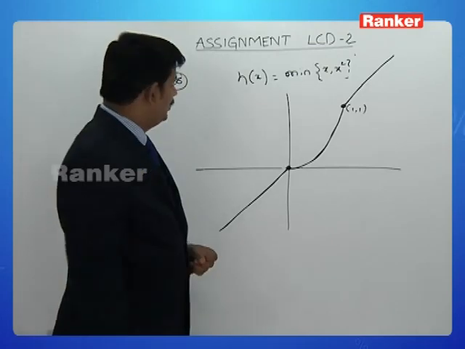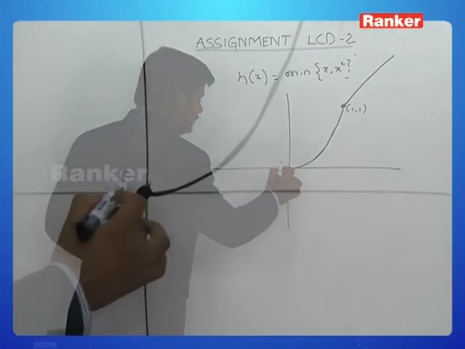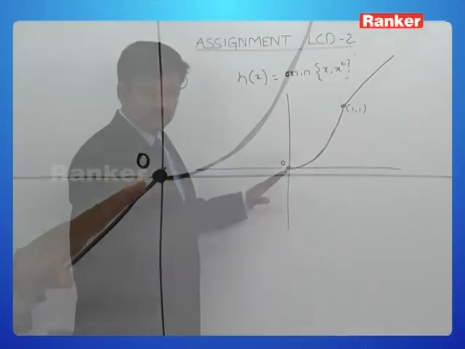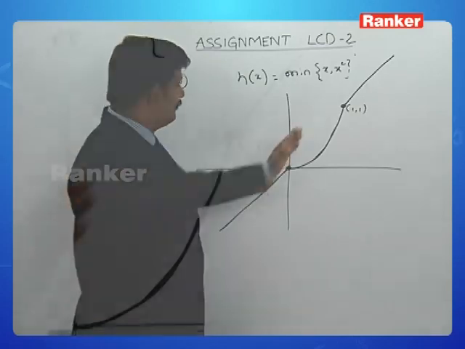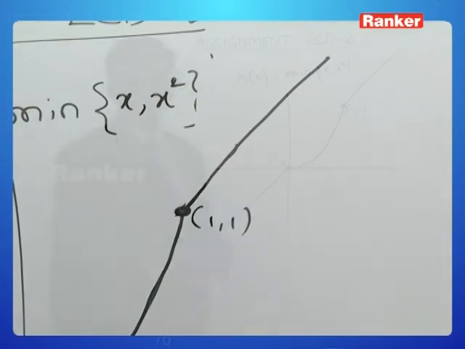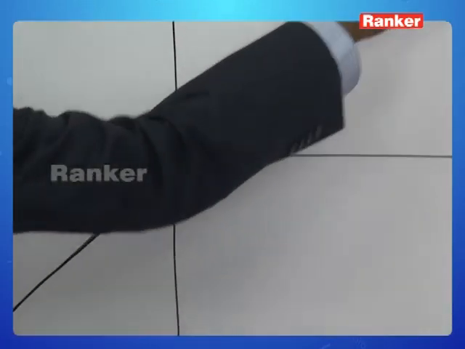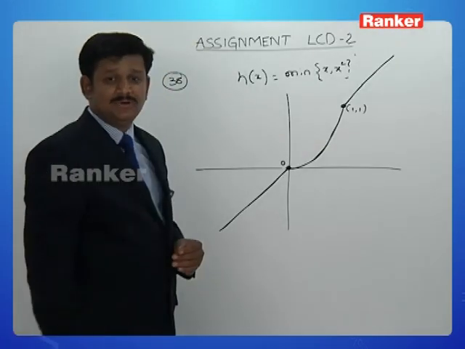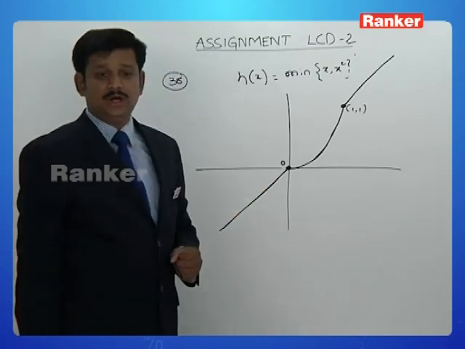So, this is the graph of h of x. From minus infinity to 0, h of x is x. From 0 to 1, h of x is x square. From 1 to infinity, h of x is again x. Now, we can see, we can draw this graph without lifting the pen. So, we can simply say the function is continuous. The function is continuous at all points.